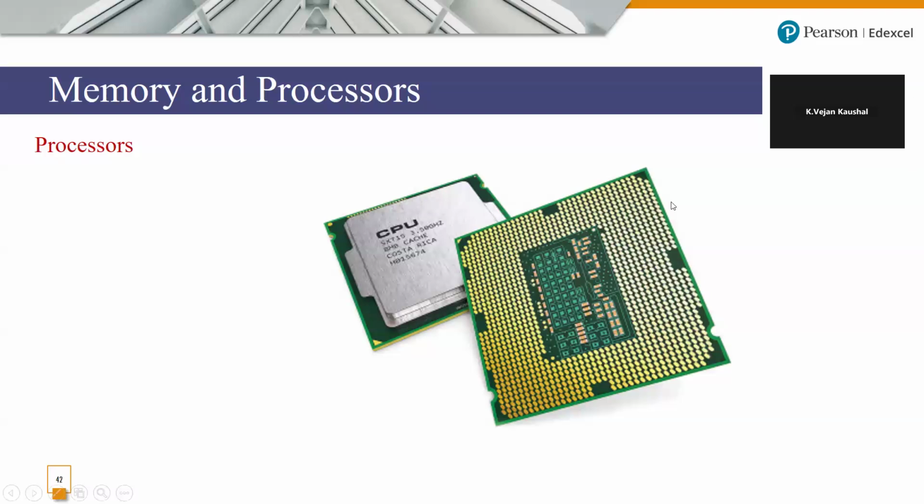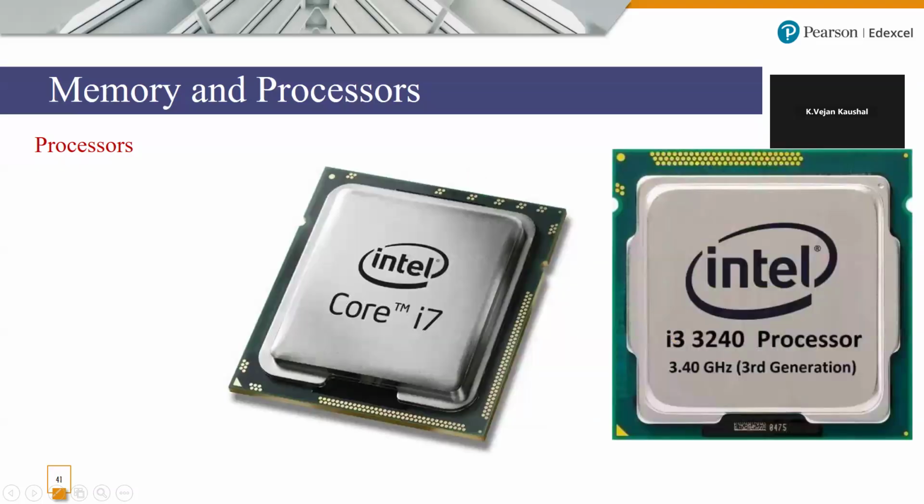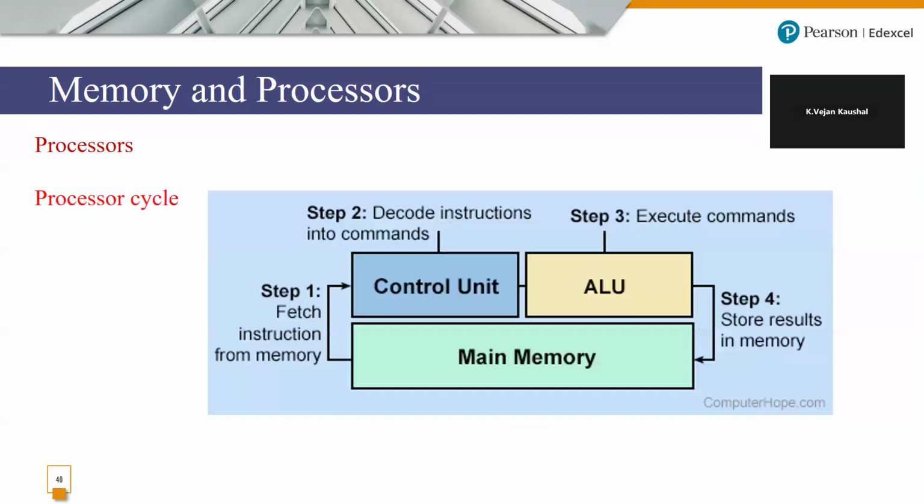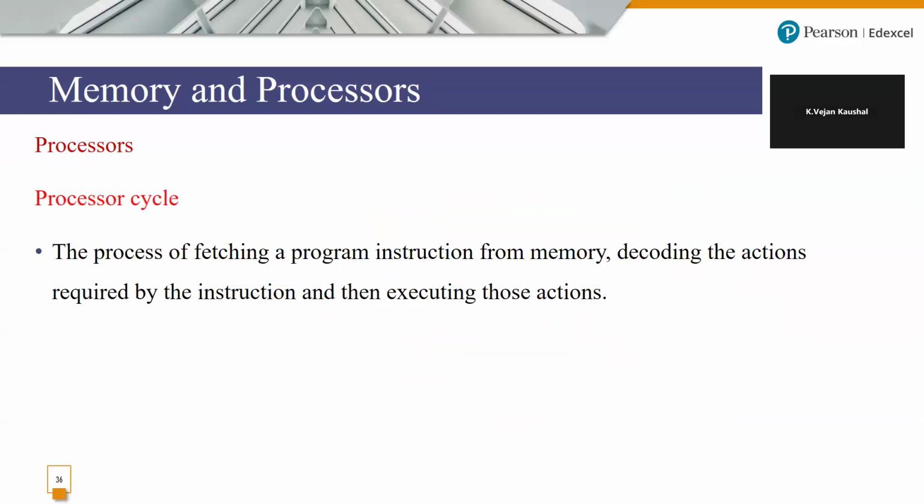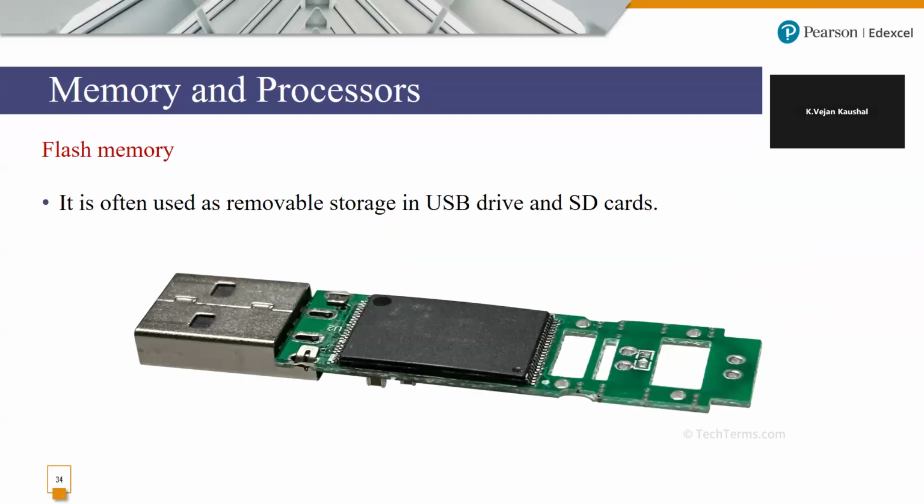Have you seen here? This is the processor, the core. If you cut it off, you can see this processor, Core i. This is the Intel one. Now before that, I think I need to finish the processor cycle.